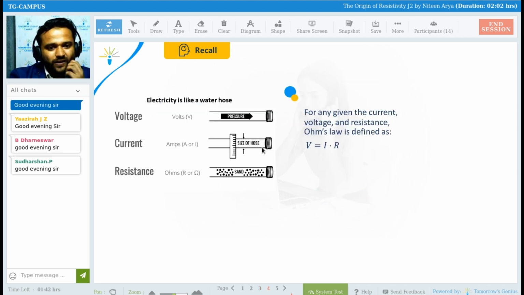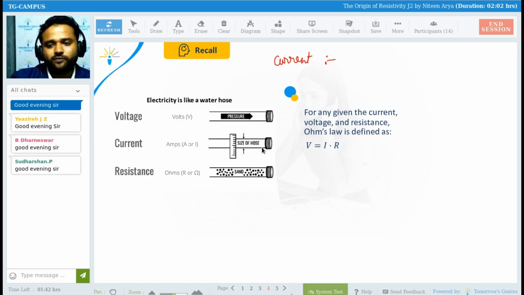Moving ahead, recall electricity is like a water hose, because in the previous class I told you the general definition of current. Current is the continuous motion of any particular thing, for example water particles, or air particles. In the same sense, whenever charged particles move continuously in a particular medium due to a potential difference, that is known as electric current. So electricity is like a water hose. Voltage gives the pressure in a pipe, current is like the size of the hose, and resistance is going to be the sand.